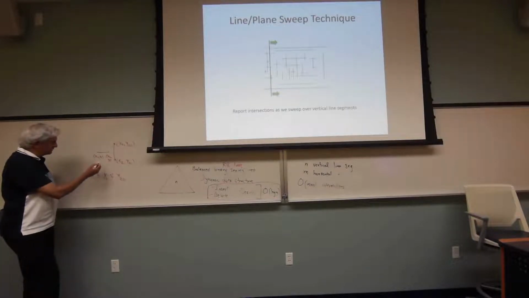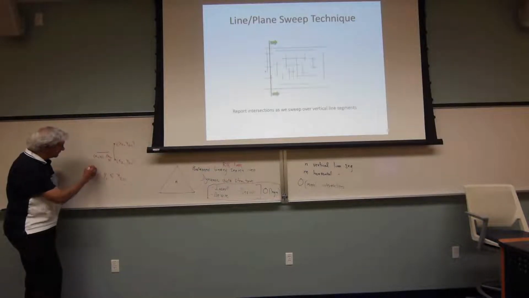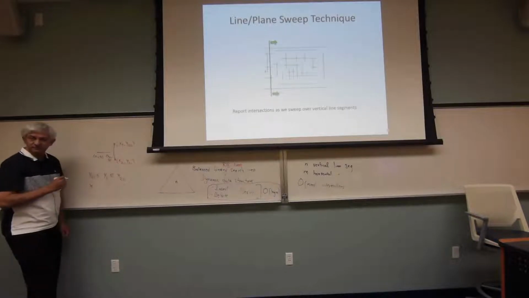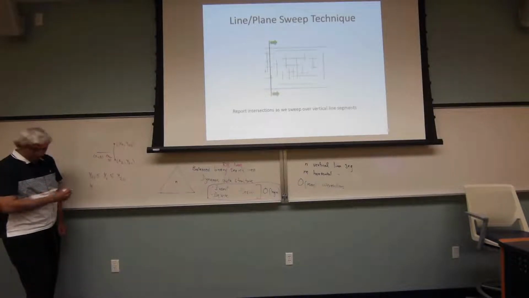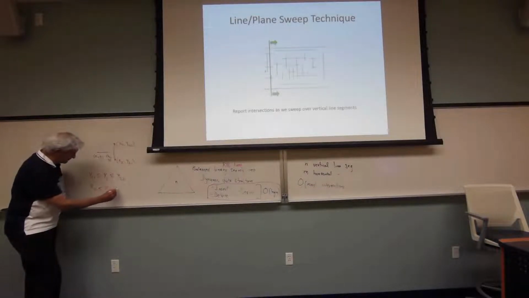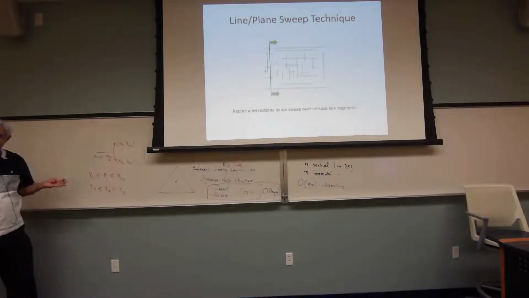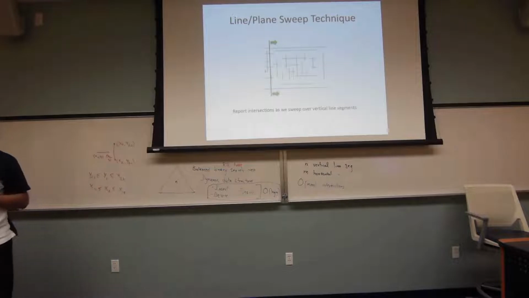And what's the second condition? You want x2 to be between x11 and x12, right? So if both these conditions are satisfied, they're going to intersect, otherwise they won't. Pretty easy to verify this.